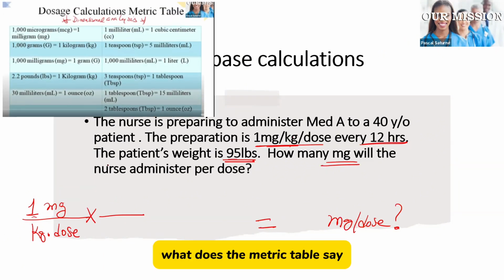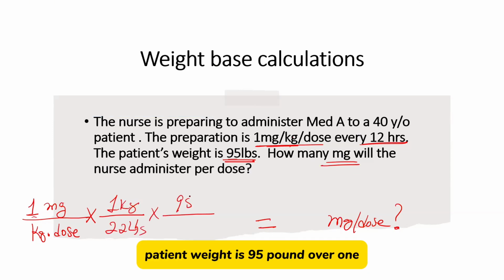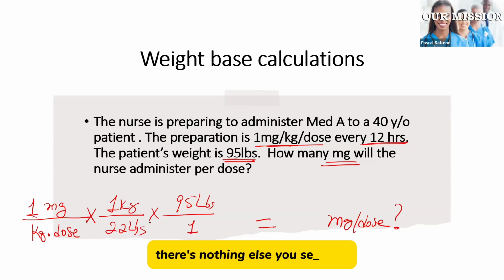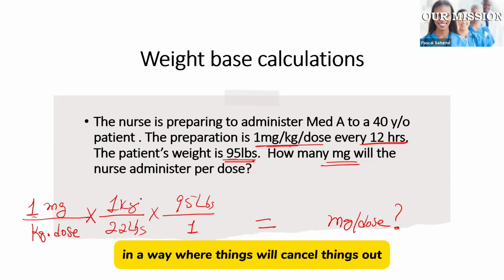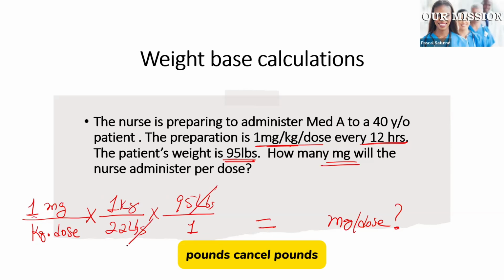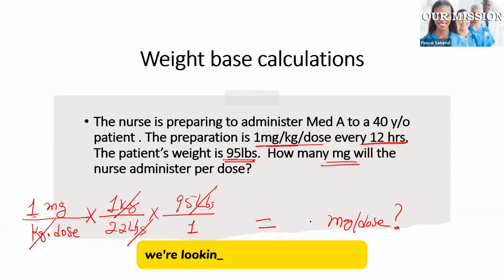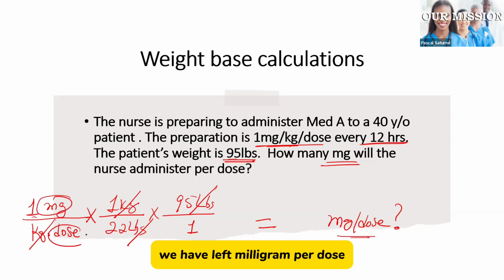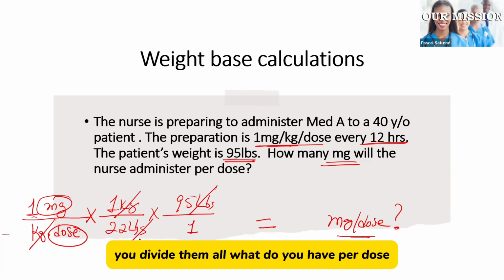What does the metric table say? For 1 kilogram, we get 2.2 pounds. Patient weight is 95 pounds over 1. There's nothing else. You set it up in a way where things will cancel out. Pounds cancel pounds. Kilogram cancel kilogram. We're looking for milligram per dose. We have left milligram per dose. If you multiply everything on the top, everything at the bottom, you divide them out. What do you have per dose?